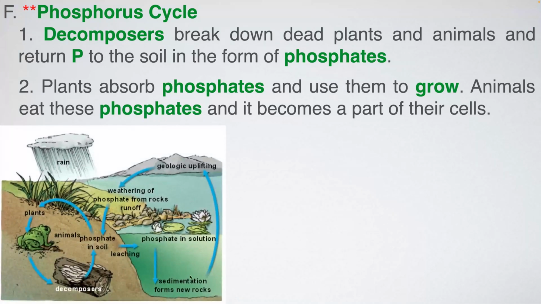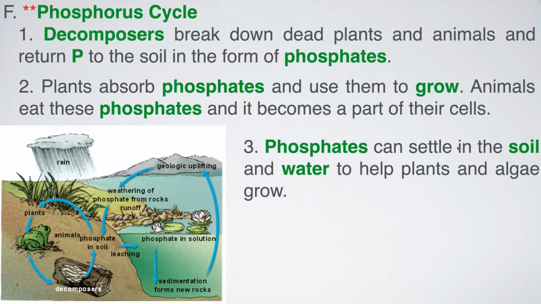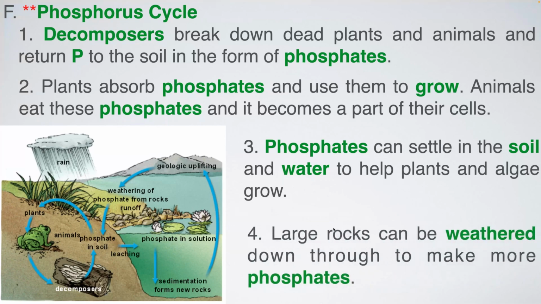Okay, so here's a general picture of what we just talked about, but it's really just this part here, right? Animals, plants, decomposers, that bit. But there is a whole other part with rocks that isn't touched on a lot of the time in the phosphorus cycle. Phosphates can settle in soil and water and help plants and algae grow. So similar to the nitrogen cycle, right? But also large rocks can be weathered away to make more phosphate. A lot of rocks are made of phosphates and have phosphates in them. And so through weathering, those phosphates can run off into the water and then eventually into the soil. And that's kind of it.